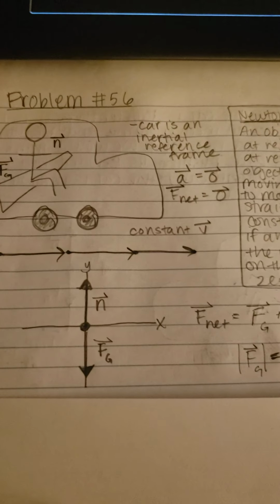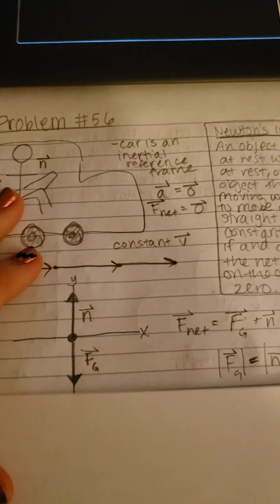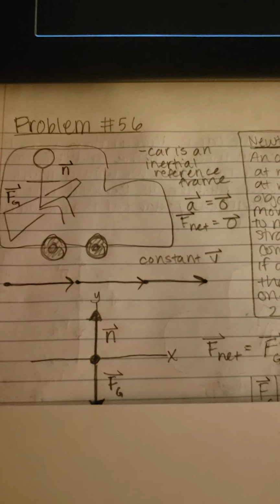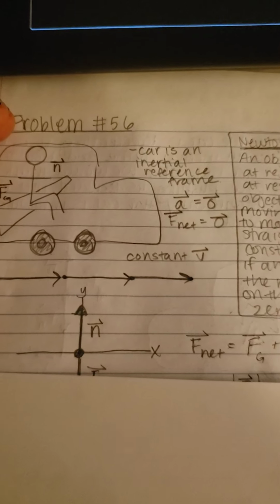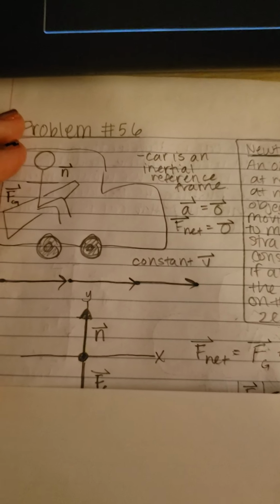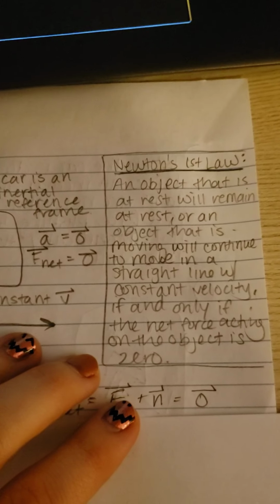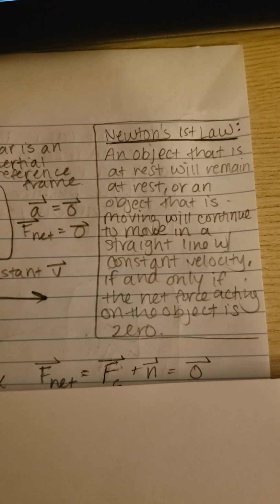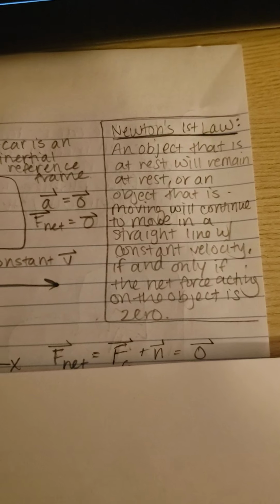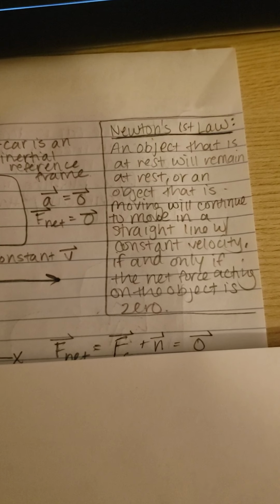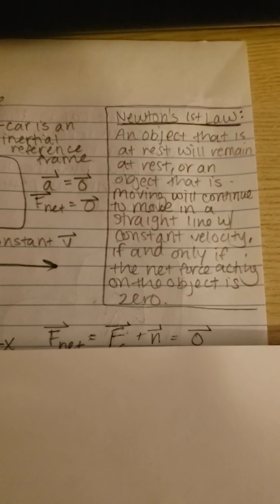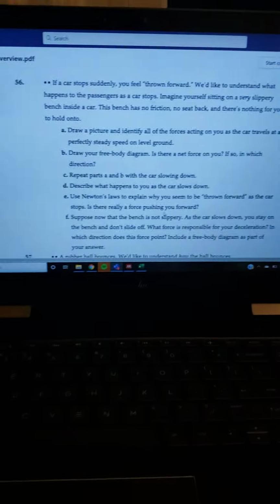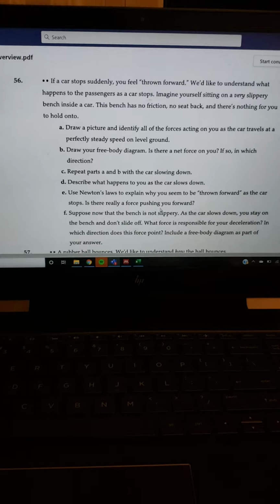So because our net force is 0 and our acceleration is 0, we say that our car is an inertial reference frame, which means that Newton's first law is valid. And Newton's first law states, an object that is at rest will remain at rest, or an object that is moving will continue to move in a straight line with a constant velocity, if and only if the net force acting on the object is 0. So that applies here, but part C wants us to repeat parts A and B with the car slowing down.